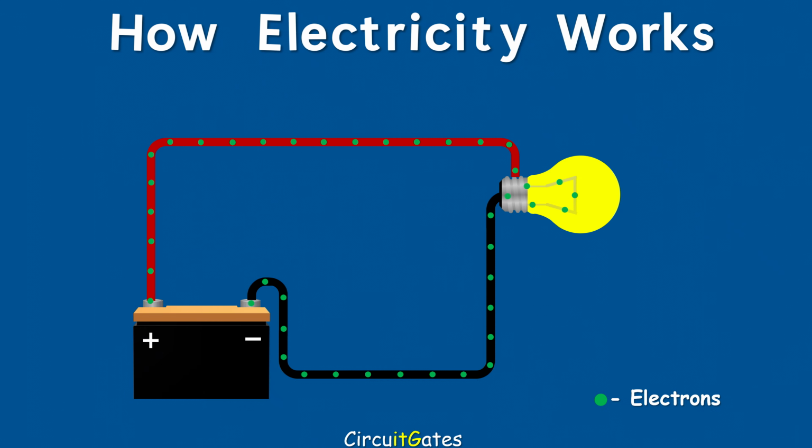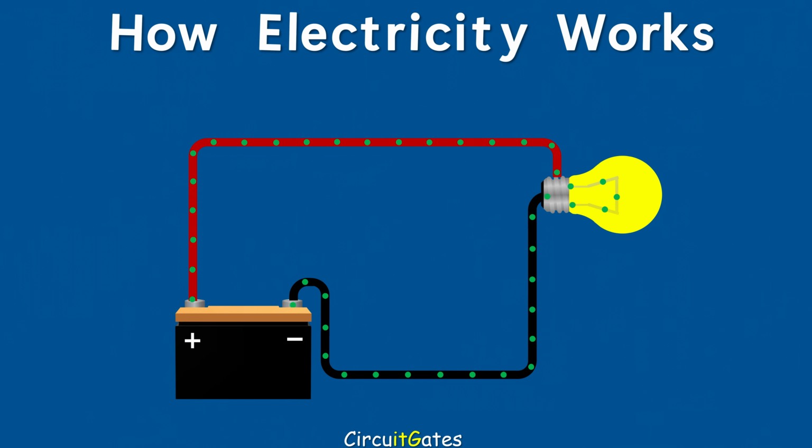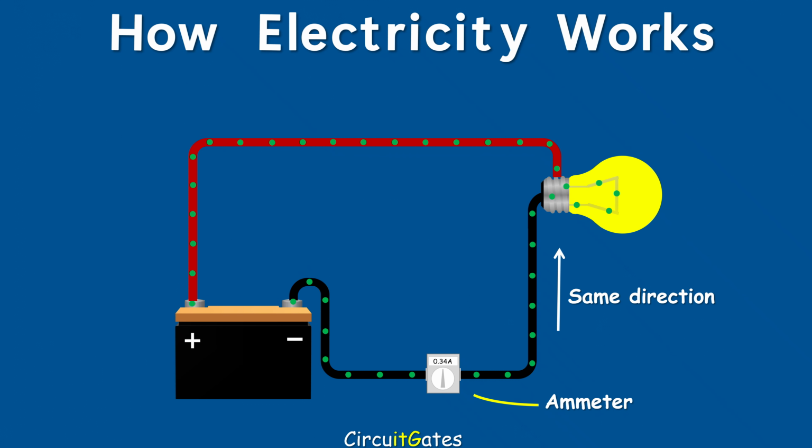Let us have an understanding of current. Current is the flow of electrons in the same direction. Current is measured in amperes using an instrument called an ammeter. To measure current flowing in a circuit, an ammeter is connected in series with the circuit components, so that all electrons that pass through the circuit components will also pass through the ammeter and be counted.